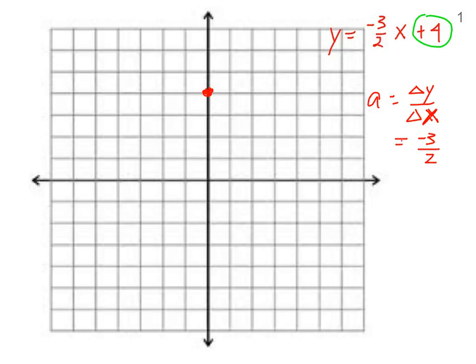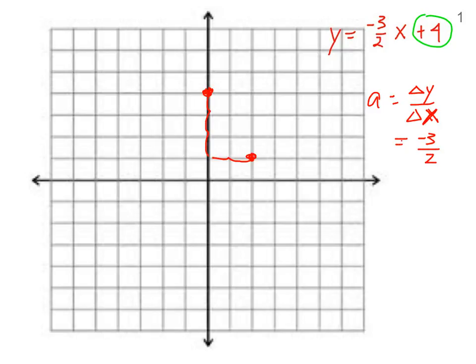So that means I'm going to go in the y direction down 3 units, and in the x direction to the right, to the positive side, by 2 units. So I go 1, 2, 3, 3 down, and then 2 to the right, 1, 2. And that's where my next point lands.